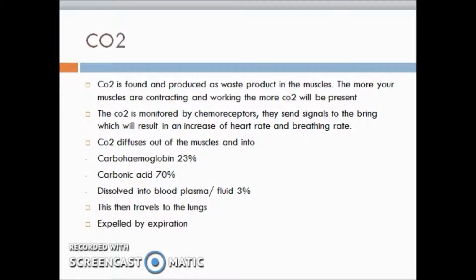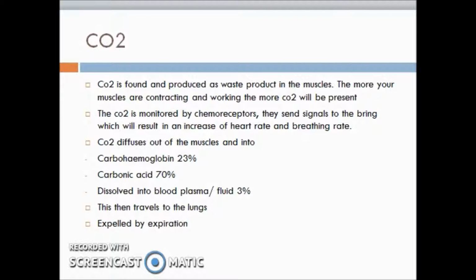So now waste products. Firstly, CO2. CO2 is produced as a waste product in the muscles. The more the muscles are contracting and working, the more CO2 will be present at the muscles. As exercise is taking place and breathing rate increases a high amount, carbon dioxide is increased as a waste product in the muscles, as we said before. The harder the muscles work and contract, the more CO2 is created. So if you're contracting at a really fast, intense rate, the more CO2 will be created as such.